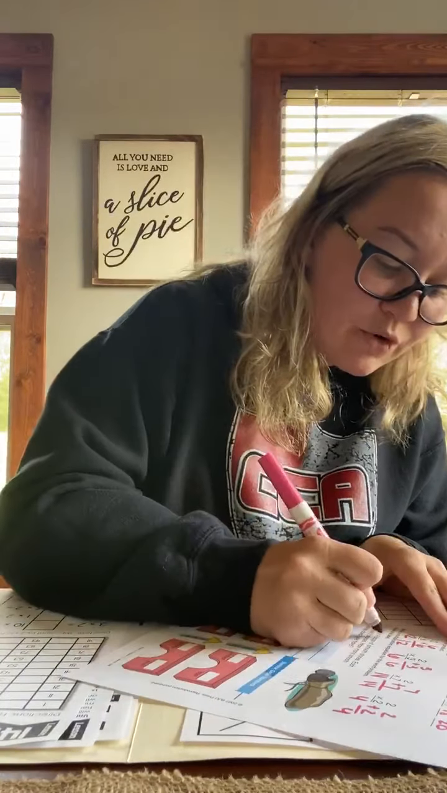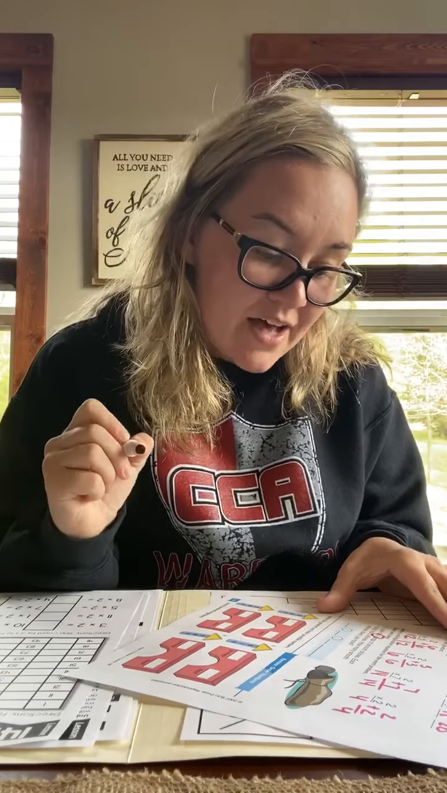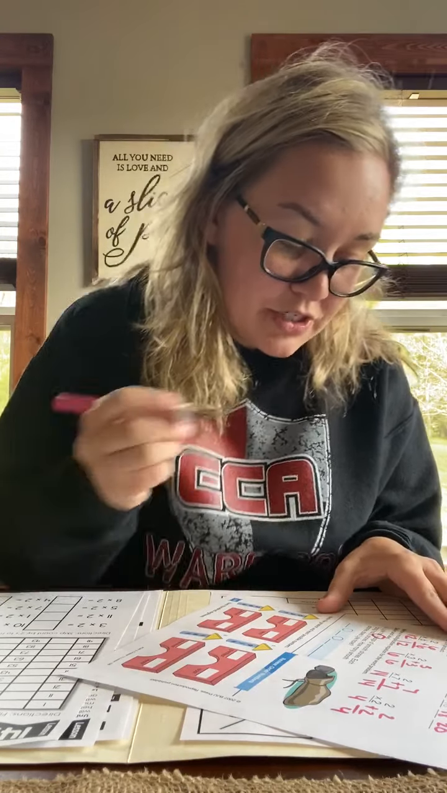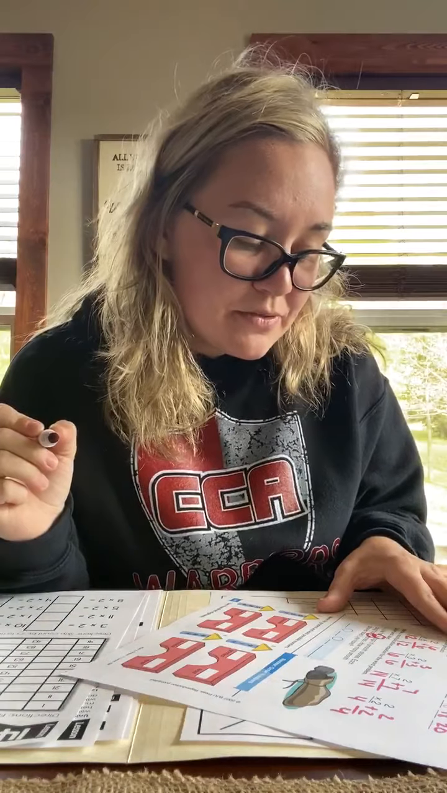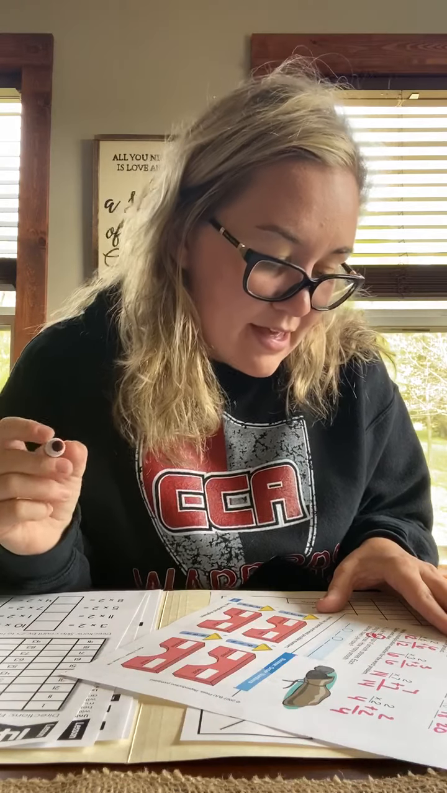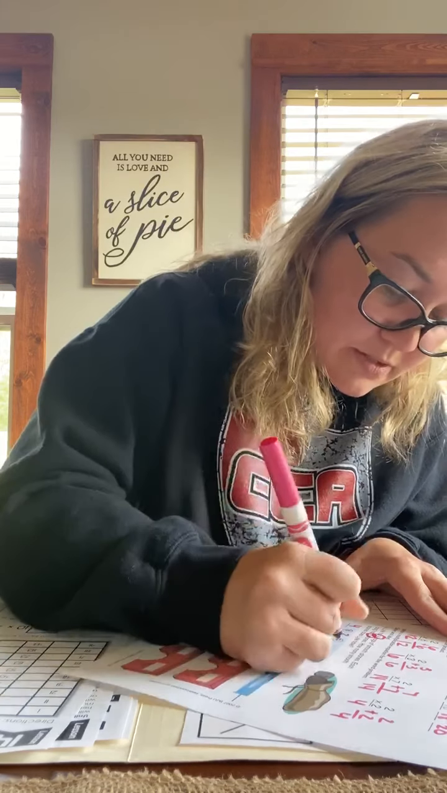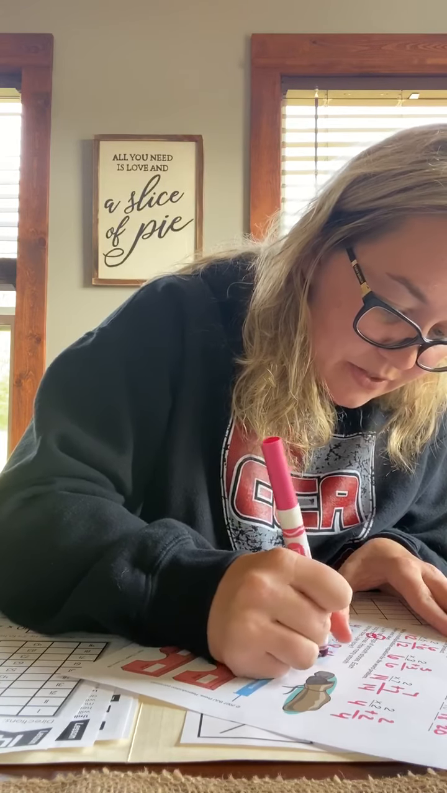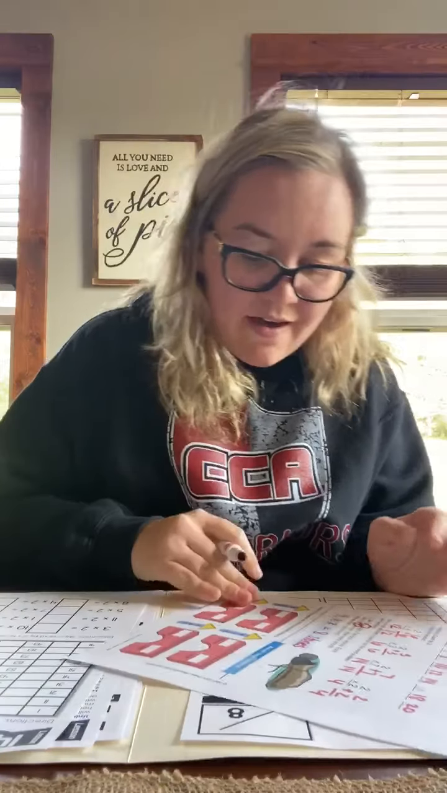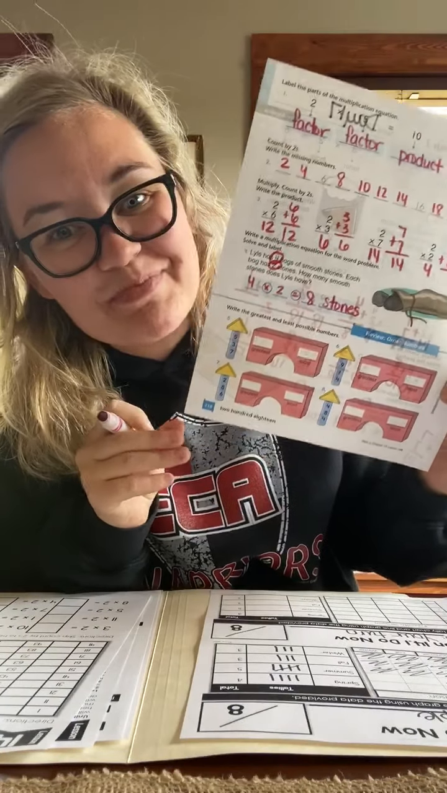It says Lyle has 4 bags. So I'm going to circle the 4 of smooth stones. Each bag has 2 stones. I'm going to circle the 2. How many smooth stones does Lyle have? So we would say 4 times 2 equals 8 stones. 5, 6, 7, and 8 on the bottom.